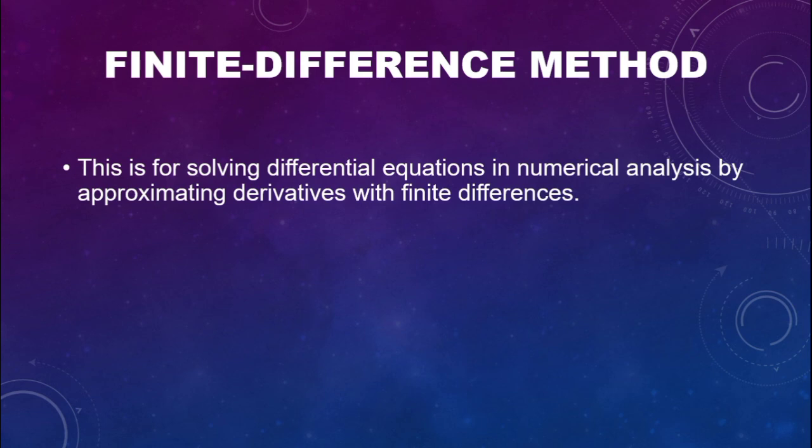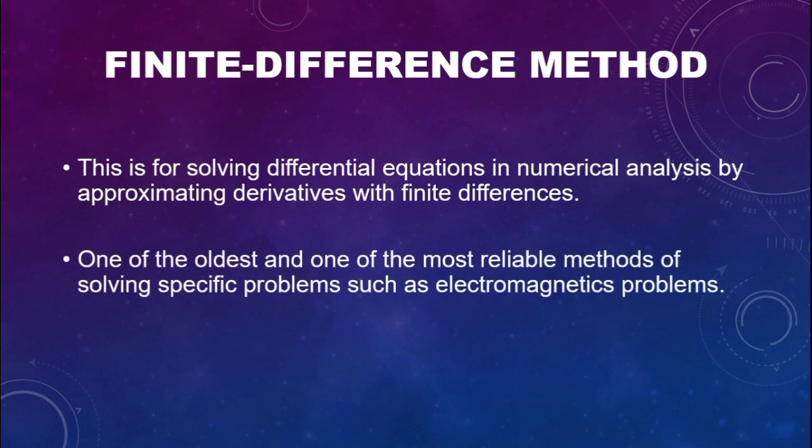To make it simple and easy to remember, finite difference methods use discrete approximations to the space derivatives. This results in a set of ordinary differential equations that can be solved numerically. Next, the finite difference method is one of the oldest and one of the most reliable methods of solving specific problems such as electromagnetics problems. The method is both rigorous and flexible, so it remains the method of choice for many classes of problems.